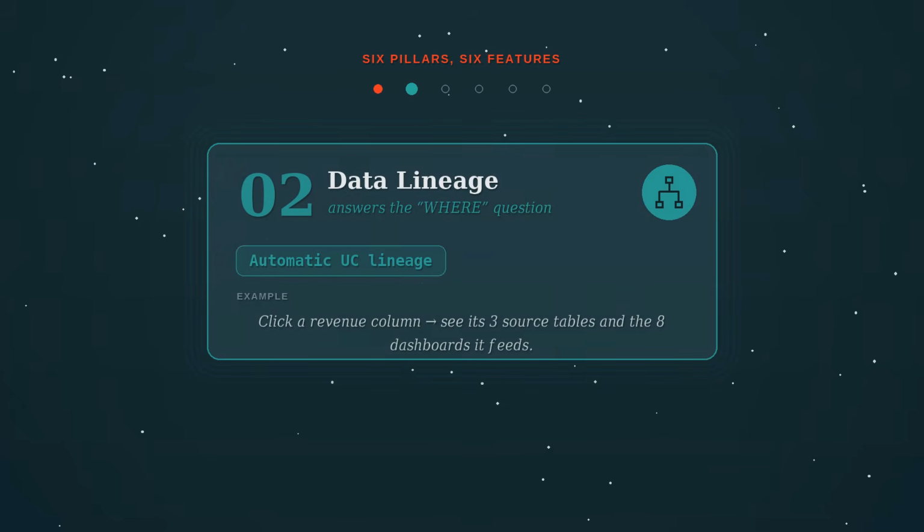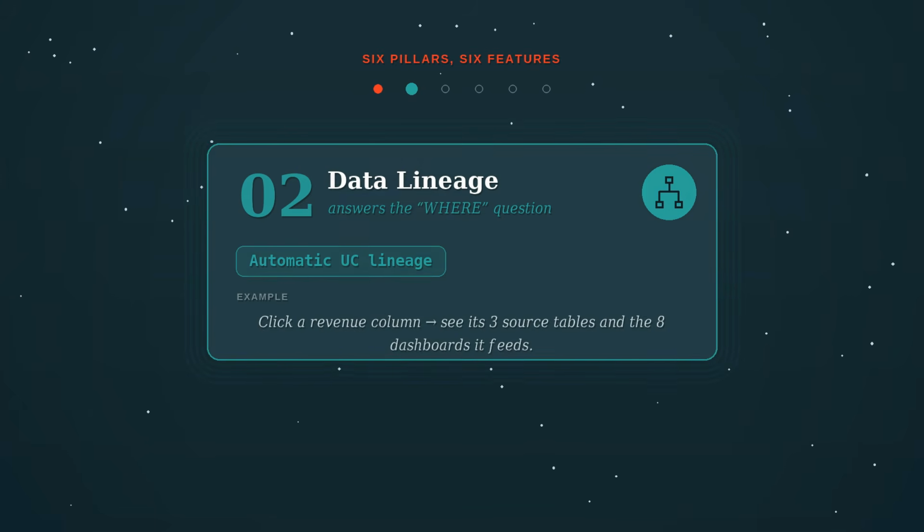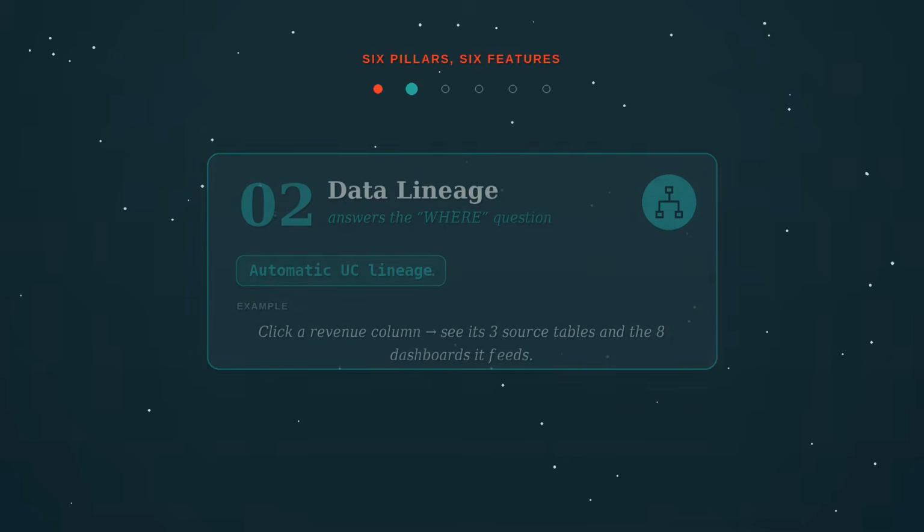Second one is data lineage. This is where Unity Catalog captures lineage automatically. You don't instrument anything. It tracks table to table and even column to column where data came from and where it goes. For example, you click on a revenue column and you instantly see this came from these 3 source tables and it feeds these 8 dashboards. That's your GDPR deletion superpower, by the way.